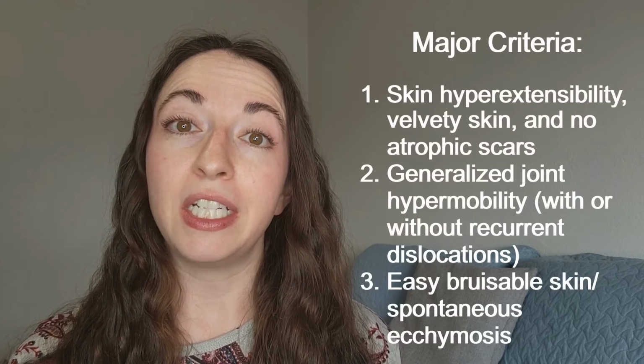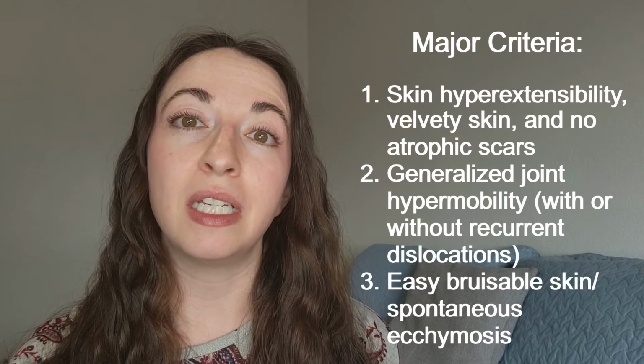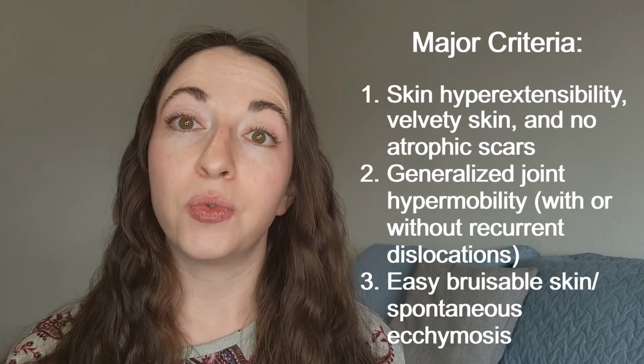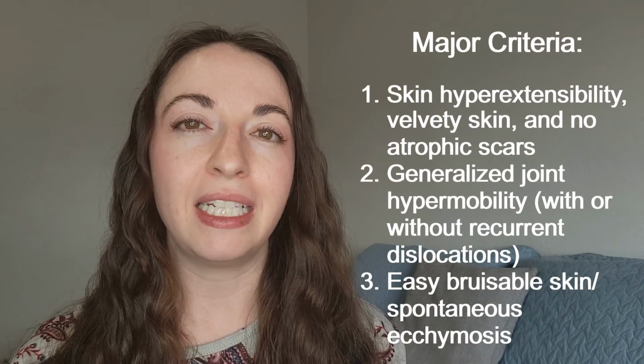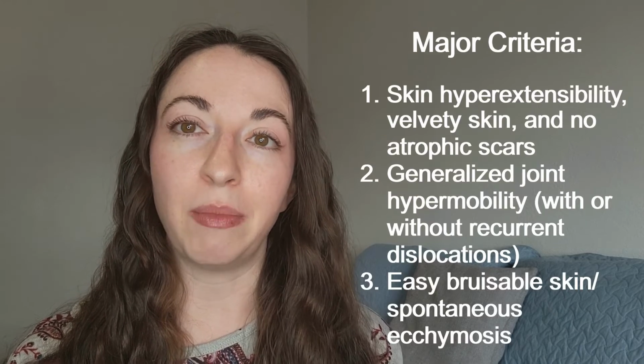The 3 major criteria include skin hyperextensibility with a velvety texture and absence of atrophic scarring, generalized joint hypermobility with or without recurrent dislocations, most commonly seen in the shoulders and ankles, and easy bruisable skin and/or spontaneous ecchymosis.